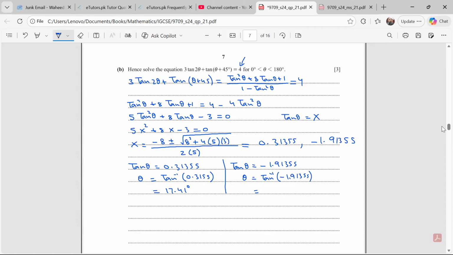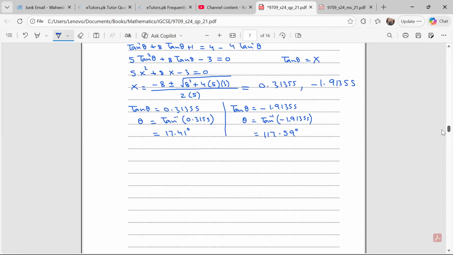remember when I did this, it gave me a negative angle. But I had to find an angle between 0 and 180 degrees. And I know that tangent theta is periodic with a period of 180 degrees, right? So whatever angle I got, if I just add 180 to it, it will give me the angle which is in this range, and it is the correct angle. So that angle I found as 117.59 degrees. So these are the two answers for this particular question.